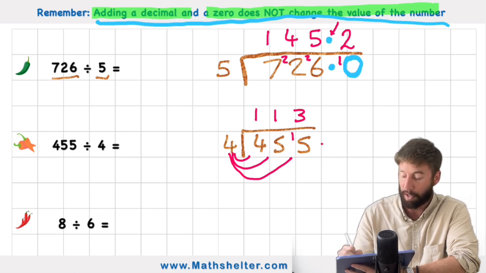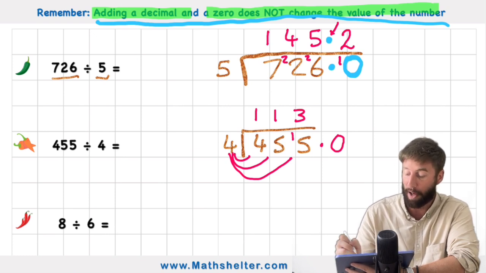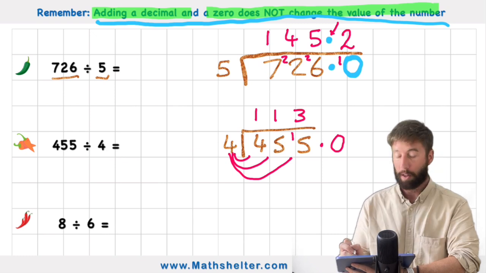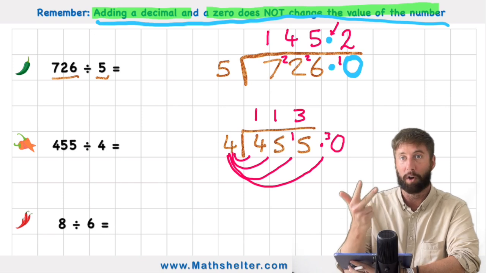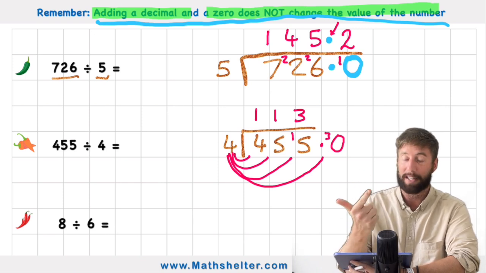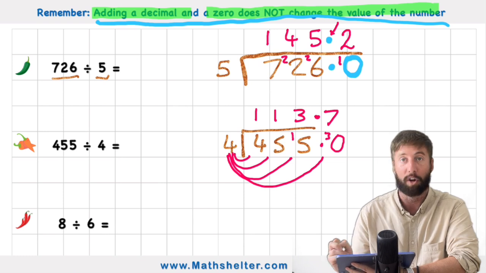So what do we do? That's right, put my decimal point in place and add a 0 in the tenths column. Remembering that does not change the value of my 455, because 455 is exactly the same as saying 455.0, but it means I have somewhere now that I can put my 3 that was left over. So now my next question says, how many 4s are there in 30? Well, 4, 8, 12, 16, 20, 24, 28, I get to 7, and I mustn't forget to put my decimal on the answer row as well.